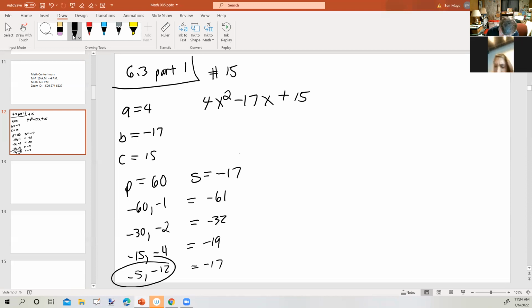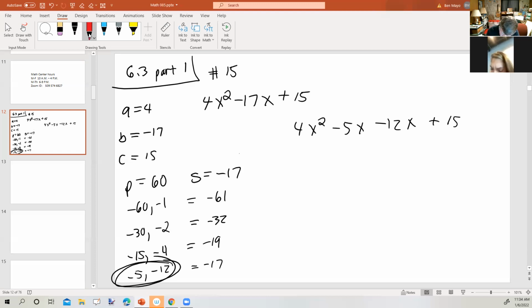So now I'm going to come back here and rewrite the original trinomial, splitting the middle term into two terms whose coefficients are these two numbers. Okay, any questions about what I've done so far?